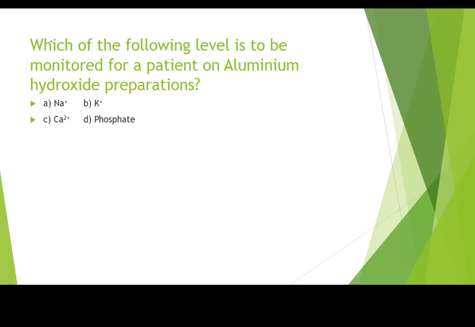Next question: which of the following levels is to be monitored for the patient on aluminium hydroxide preparation? Your options: A. Na plus, B. K plus, C. Ca2 plus, D. phosphate. The correct answer is option A, Na plus.